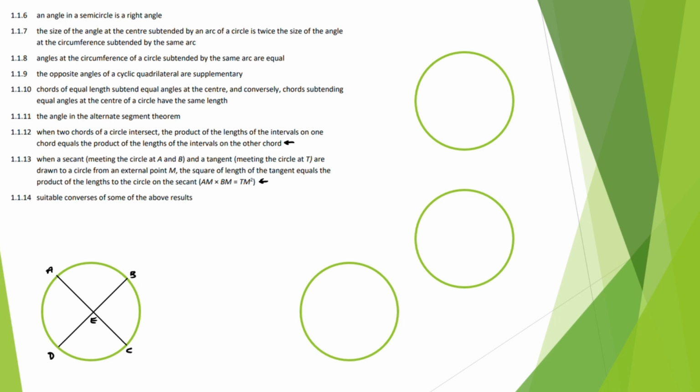Okay. So AC and BD are both chords of this circle. And what theorem 1.1.12 tells us is that AE times EC is equal to BE times ED. So if I am trying to provide the justification for why this is the case, I need to spit out exactly these words in my justification of my proof, or something that makes it very clear that that is the theorem we're referring to.